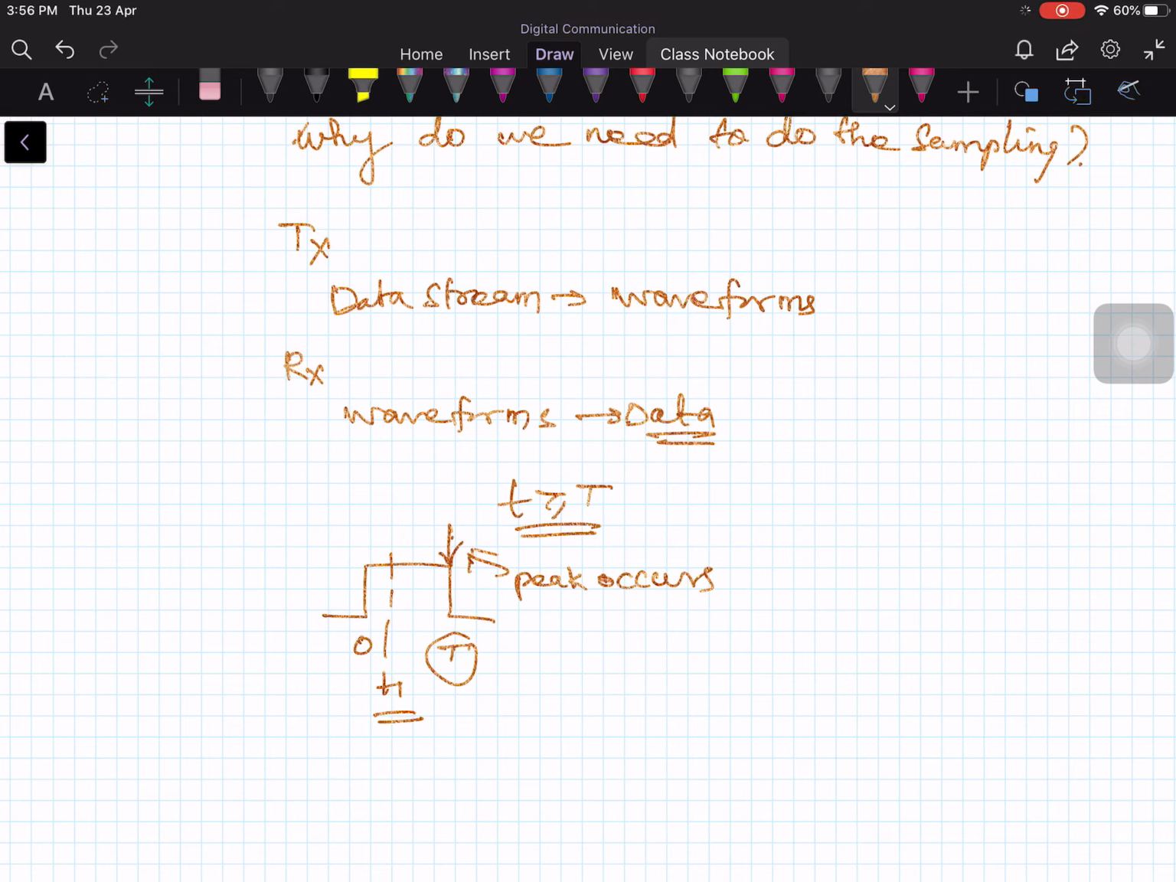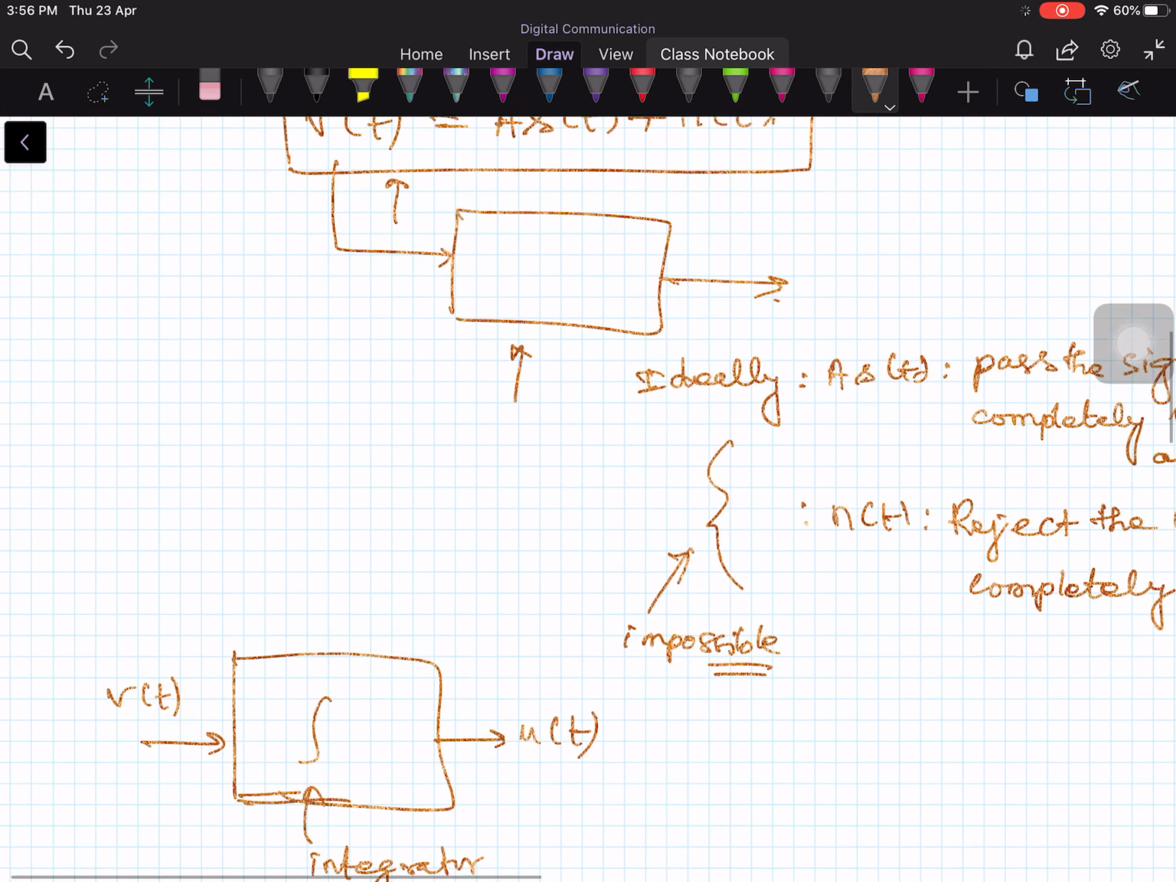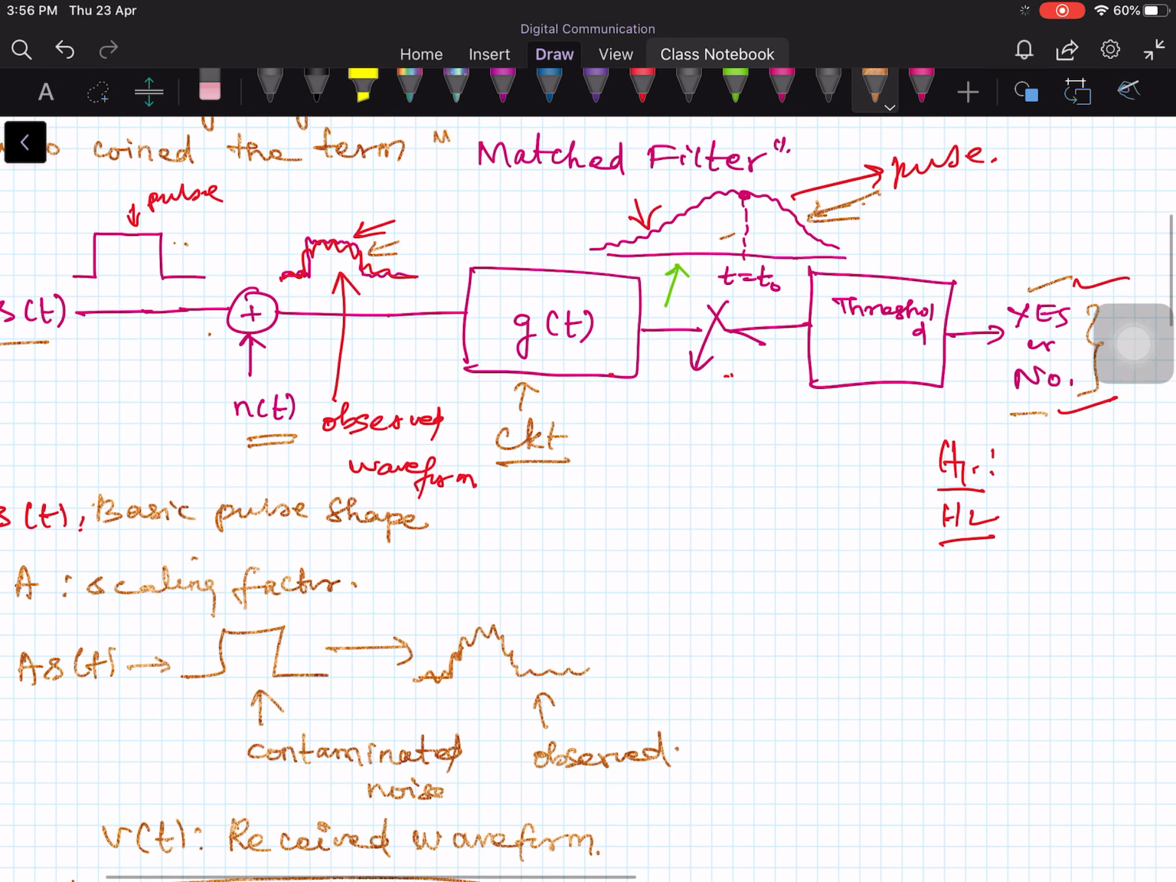After the sampling, you have the sampled value and then compare the sampled value in the threshold circuit. There is a threshold circuit here, you can see. Compare with the pre-decided, pre-calculated value, and if it is greater than the pre-decided value, then you say yes, the signal is present. If it is less than the pre-decided value, then you say no, the signal is absent. Okay, so this is what generally we do in the matched filter.